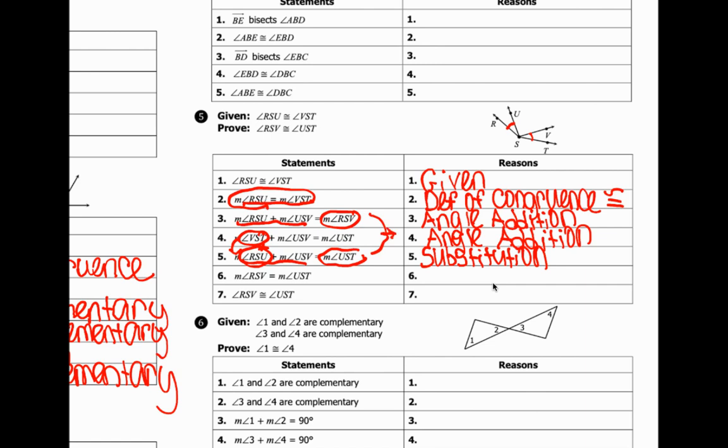So then now they're saying, well, if we know that, and we knew RSU is equal to VST in step 2, then we would have to know RSV is equal to UST. So a lot of stuff going on there. I know that's a lot to process. I would take substitution or transitive, because if you look all the way back to line 2, you could call that transitive. So either one.